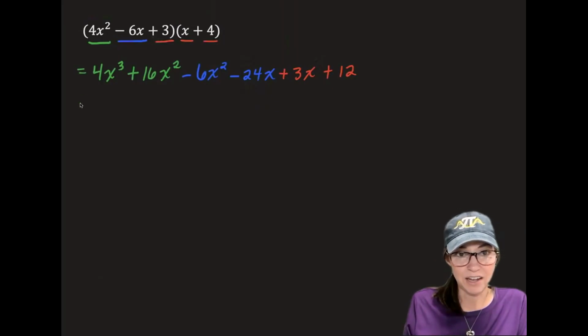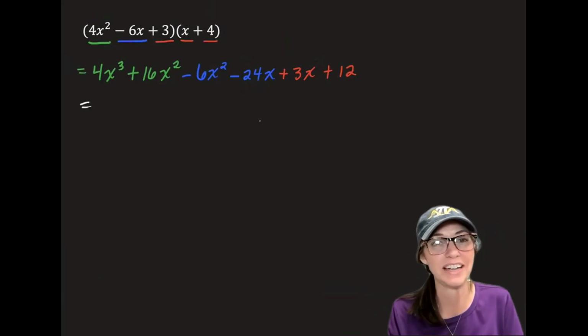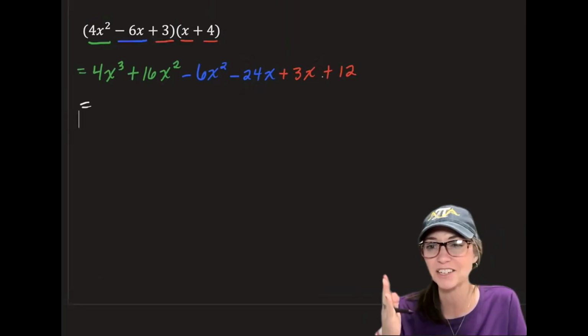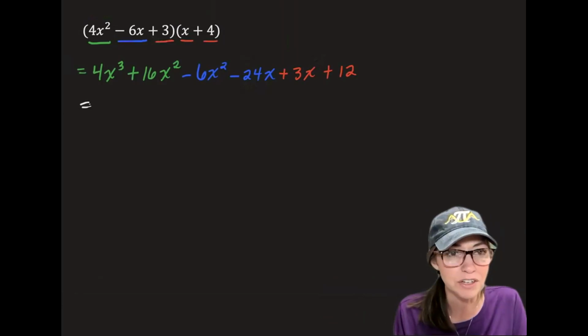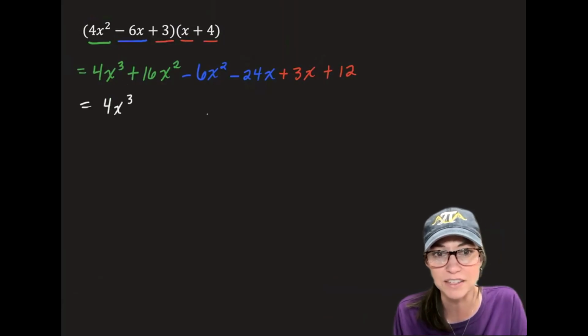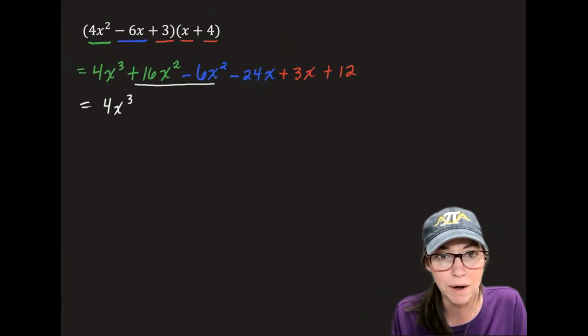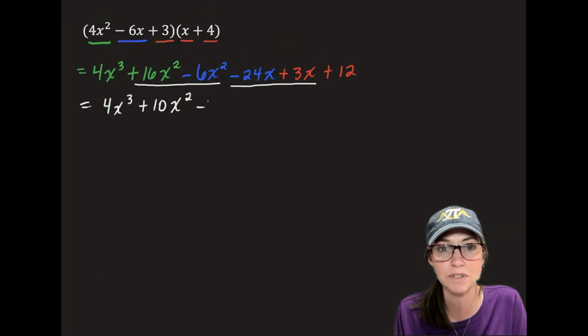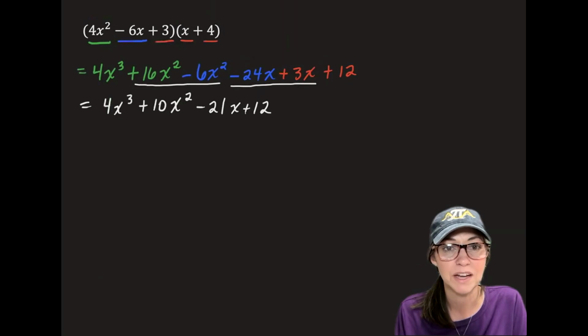Okay, so I'm going to switch colors again. I'm rainbowing it today. Anyways, we're looking for like terms, and I like to go in order of the highest degree term first. So we'll start with this 4x cubed, and I don't see any other x cubes, so that one's just as is. Let's see, these two terms look like we can combine them. 16x squared minus 6x squared, those are like terms. 16 minus 6 is positive 10x squared, okay. Also the next two terms, negative 24x plus 3x. Negative 24 plus 3 is negative 21x, followed by a plus 12. And that's it, fully expanded.